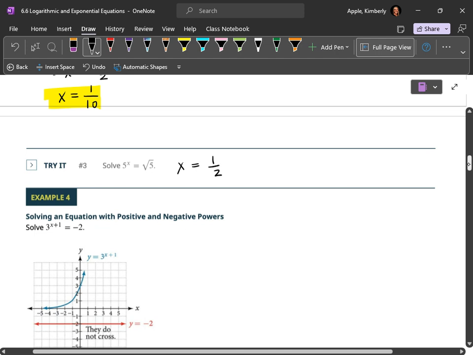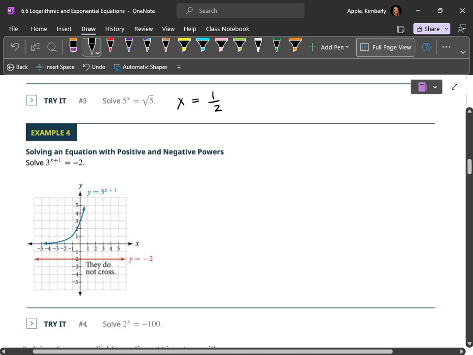Right, continuing on, solving an equation with positive and negative powers. We'll ignore that graph for just a moment. It's not part of the problem. It's just something I want to illustrate for you in a moment. So what we should notice here is that this is a positive base to a power, and it's saying that it's equal to a negative number. And so we should know immediately that there's no solution to this equation.